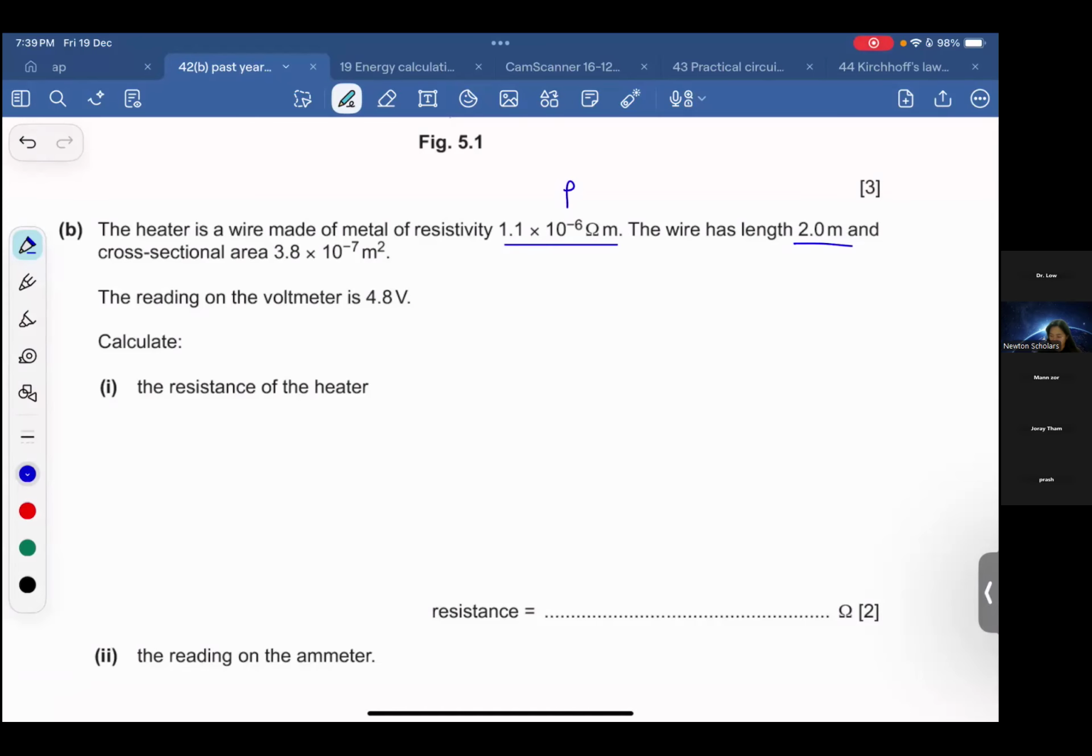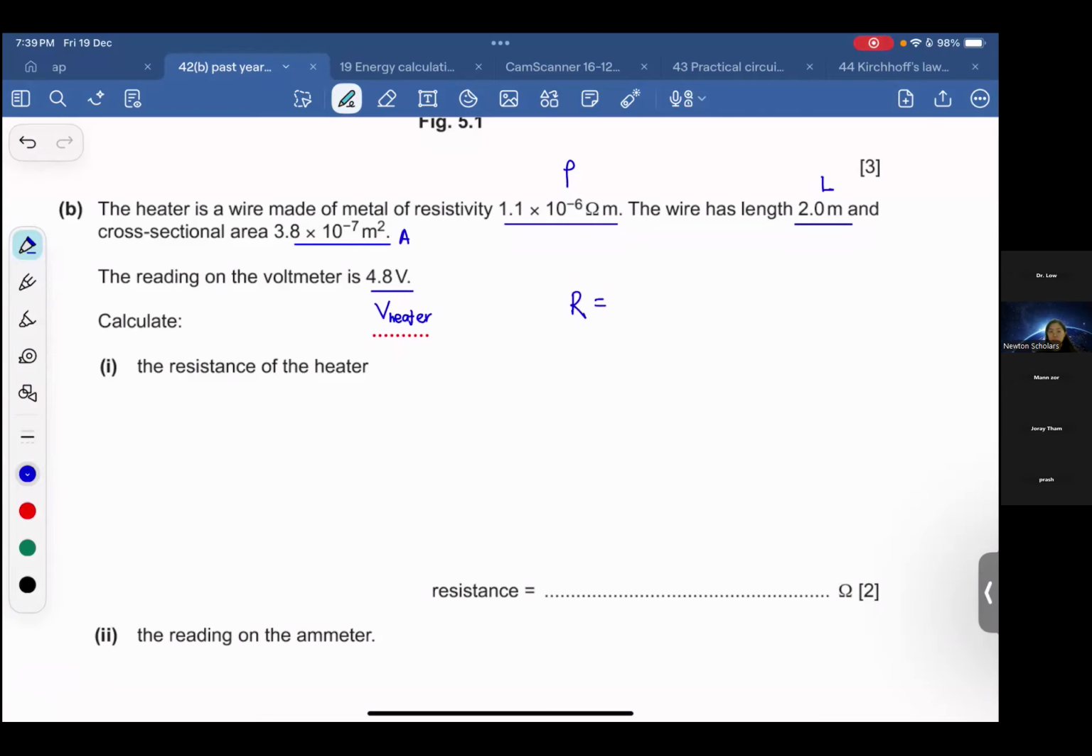Resistivity, the length, cross-sectional area. This one is the voltmeter reading. So this one is across the heater. So I will write in this way. Wow, Vashini very fast. Yes, correct. Make sure you write the formula, substitution, and final answer. Then Vashini, you can continue. How about others?